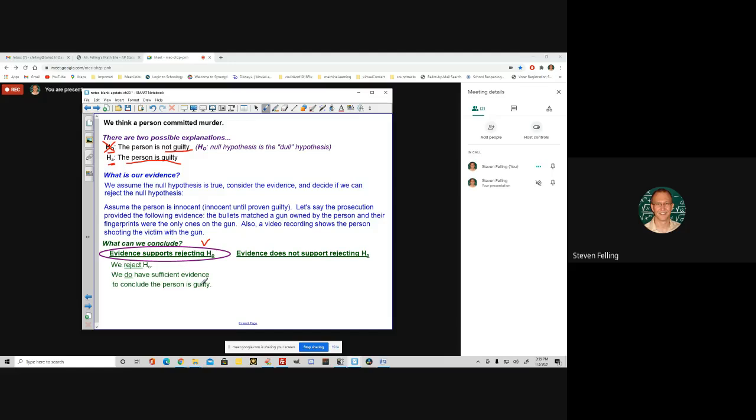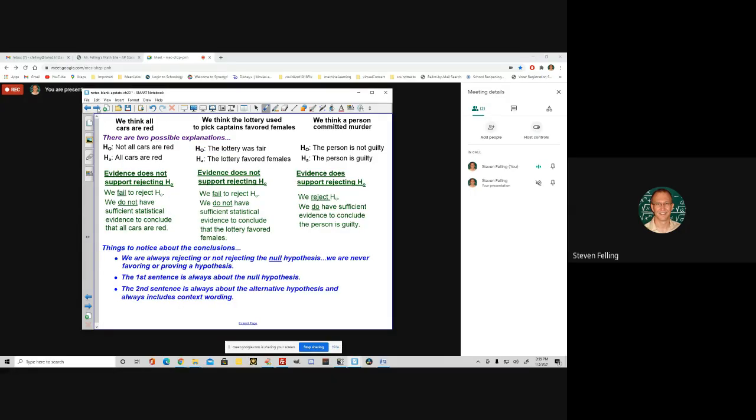is guilty. All right, so that's how it works, either to conclude that the alternate hypothesis is not true, or in this case to conclude that the alternate hypothesis is true. And this is the standardized wording for that. All right, so here's all three of those things side by side. Let's look at a couple things.